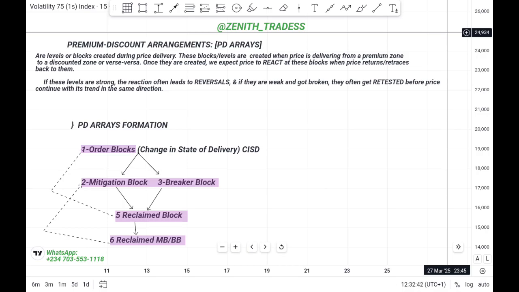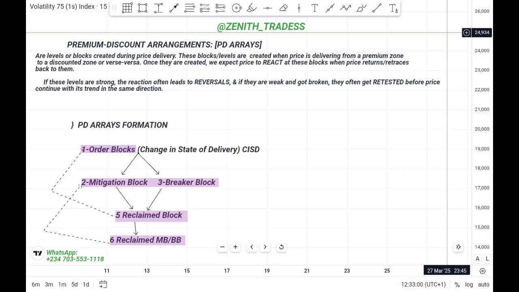All right. So let's dive in properly into premium discount arrangements now. What are premium discount arrangements? That's PDRA. It's popularly known as PDRA. Some people call it price delivery arrangement. Some call it premium discount arrangement. It's all the same. It's popularly known as PDRAs.